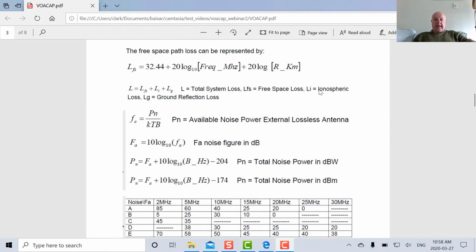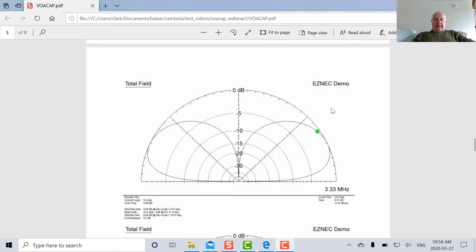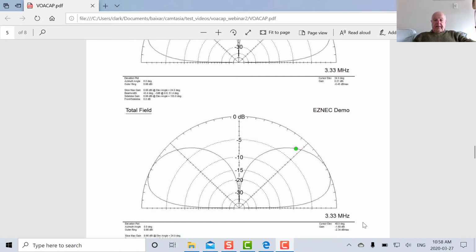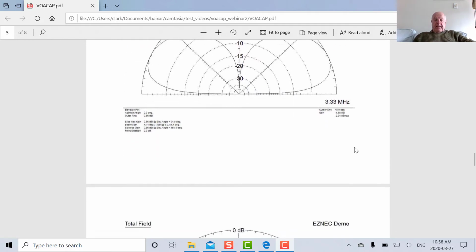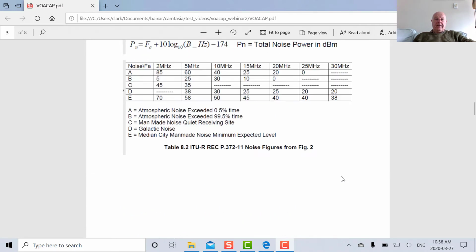So for instance, if I look at a program called EZNEC, EZNEC will give you the vertical radiation pattern of an antenna. So here I have a quarter wave vertical at 3.33 megahertz. There I'm looking, let's say, at 34 degrees, so my gain is 0.21 dB. Down here, this is at 48 degrees. It's minus about 2 dB. And there's 61 degrees. There's minus about 5 dB. So you can see, depending on the vertical angle, the gain of the antenna can be different.